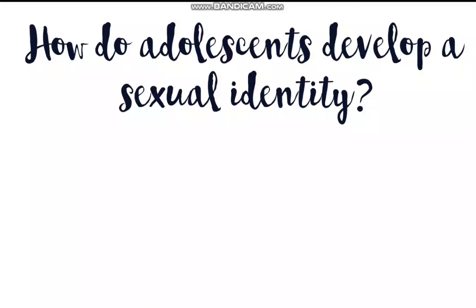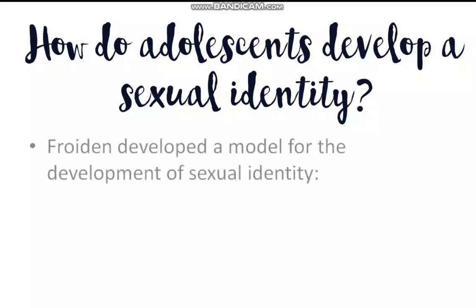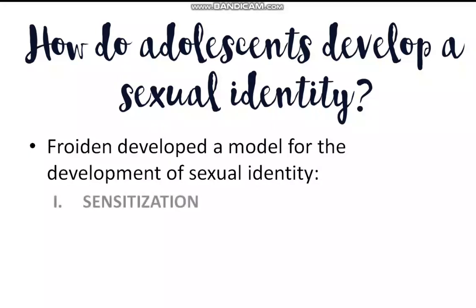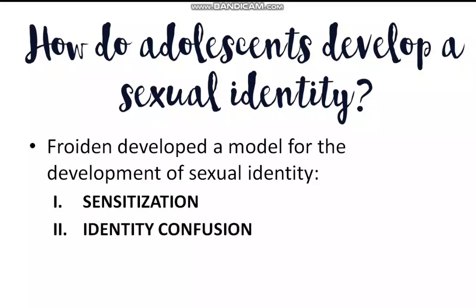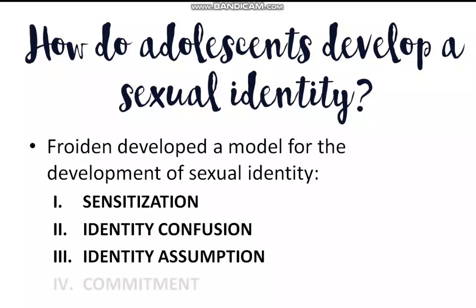Development analyst Freuden proposed a model for the development of homosexual identity. First is sensitization, marked by the child's becoming aware of same-sex attractions. Then there is identity confusion, when the youth is overwhelmed with feelings of inner turmoil regarding sexual orientation. Identity assumption, when adolescents come out of the family and assume a self-definition as gay, lesbian, or bisexual, and commitment, when the young adult adopts a sexual identity as a lifestyle.